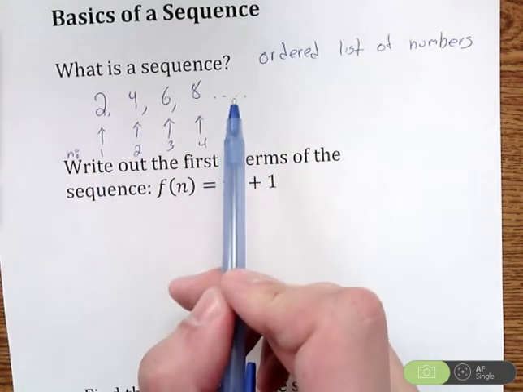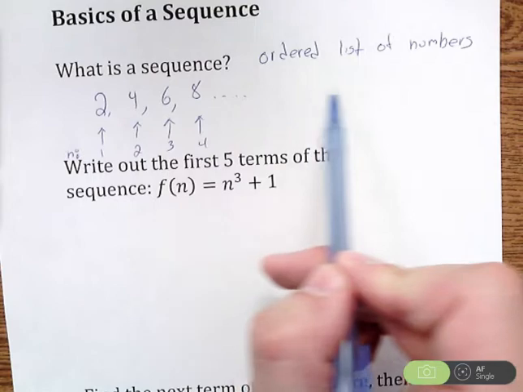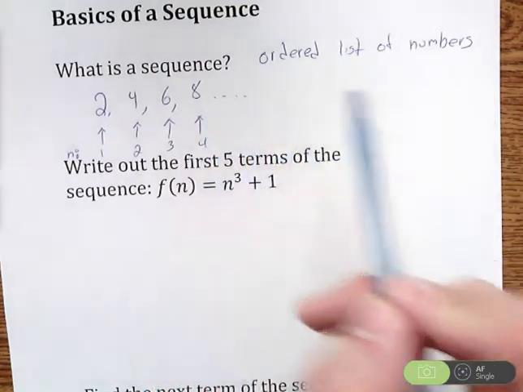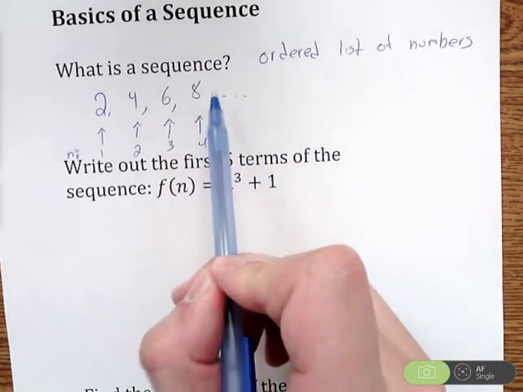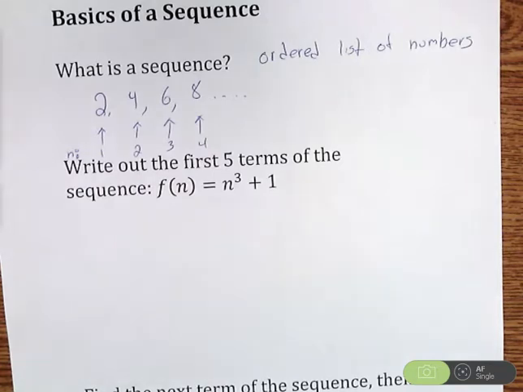Now, when you see dot, dot, dot there, that means this is infinite, meaning this keeps continuing. So 2, 4, 6, 8, 10, 12, 14, 16, so on and so forth. If it looked like it would have ended, that would be called finite because it would end there.